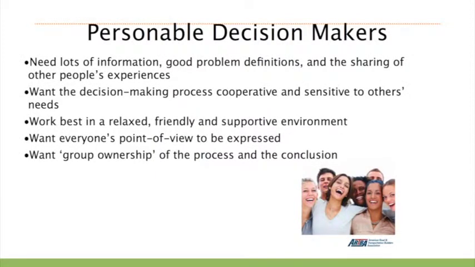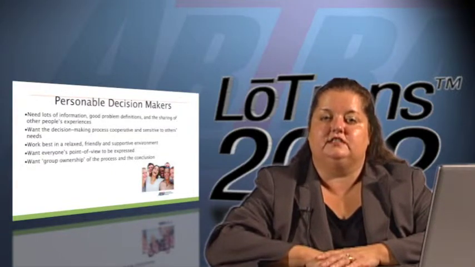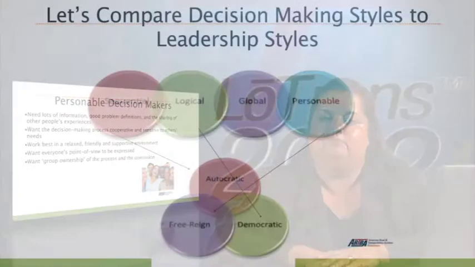The last style, personable decision makers, need lots of information, including a good definition of the problem. But most of all, they need other people involved in the decision-making process. They want cooperation from others in choosing a solution and are very in tune with other people's needs. They want group ownership of the decision.